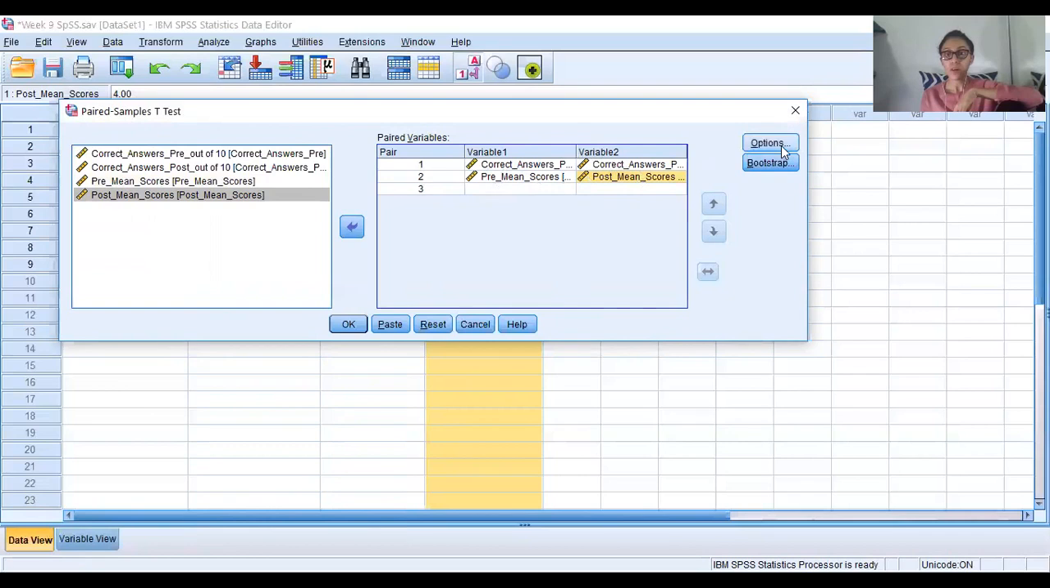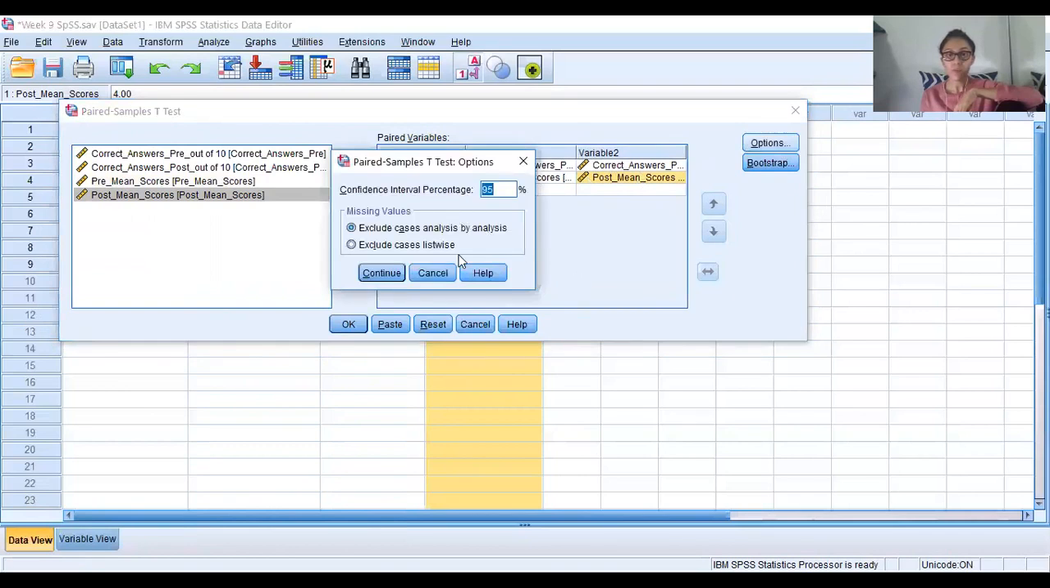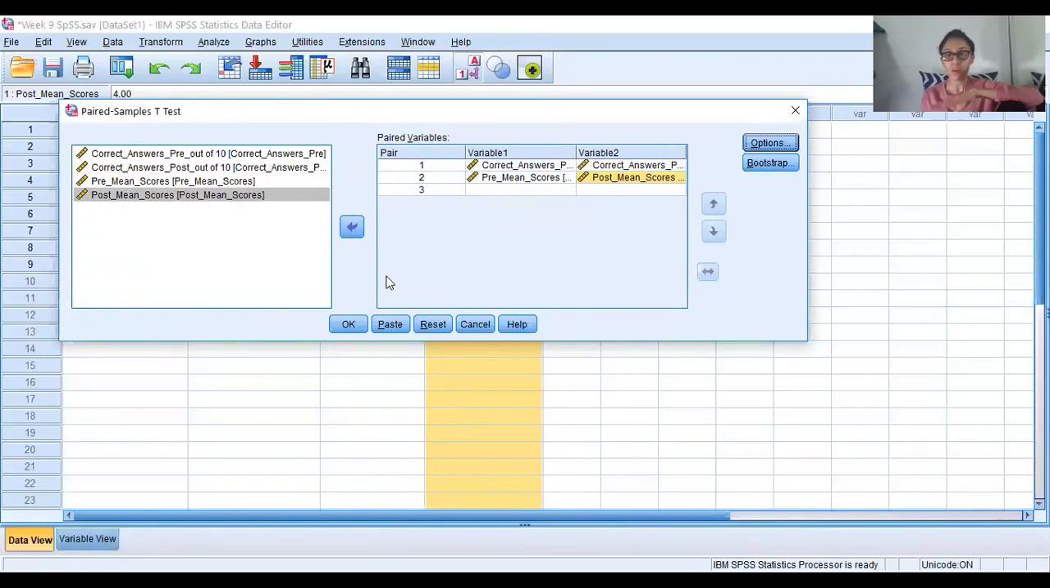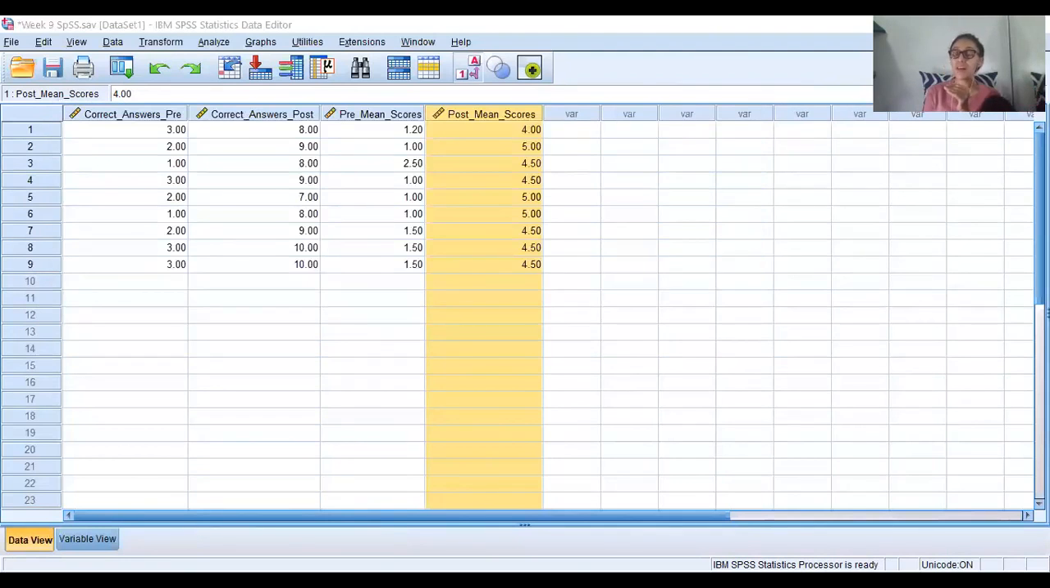Okay, options, nothing. I just wanted to see if there is anything I have to tell you. You don't do anything, you don't have to press anything. As long as you have entered this data over here correctly, you are sorted, you're all good to go. Then just press OK. Okay, that's it for your assignment. You don't have to go any further with SPSS beyond this for your assignment purpose.